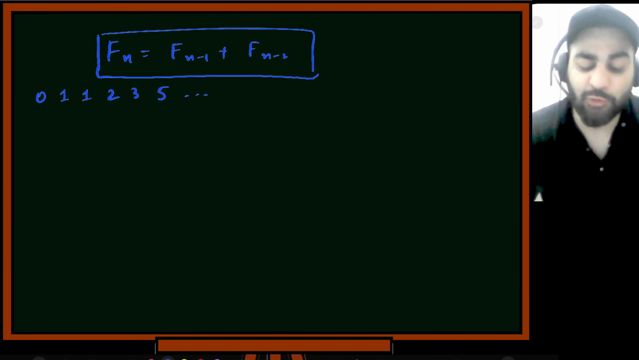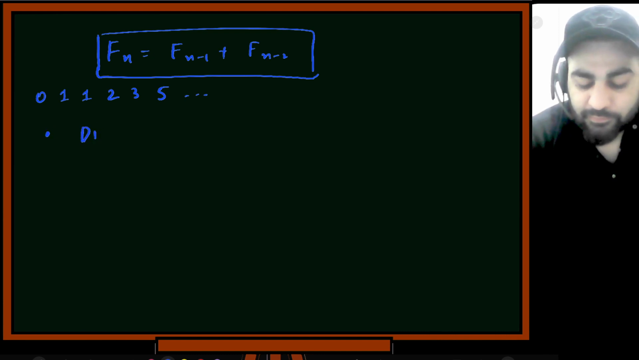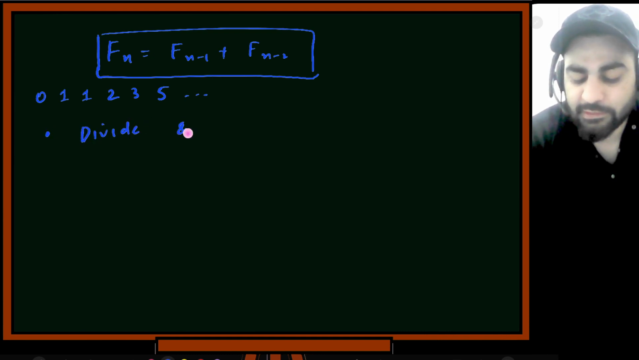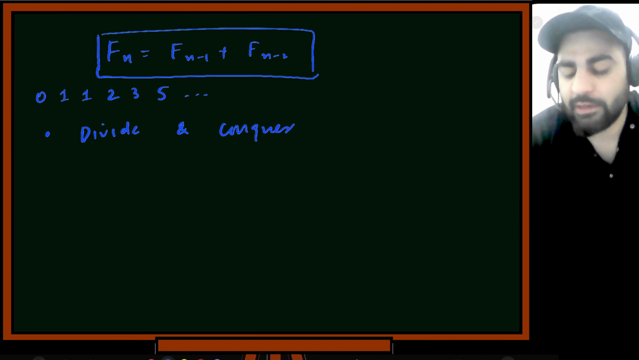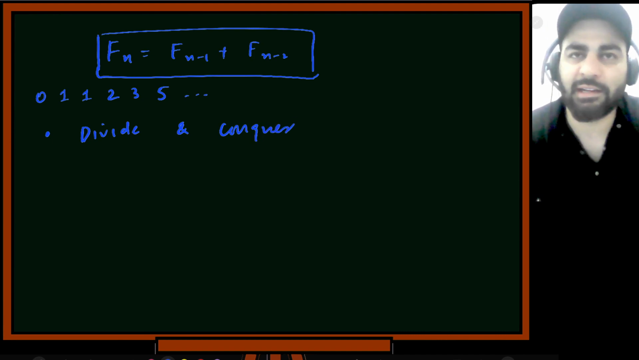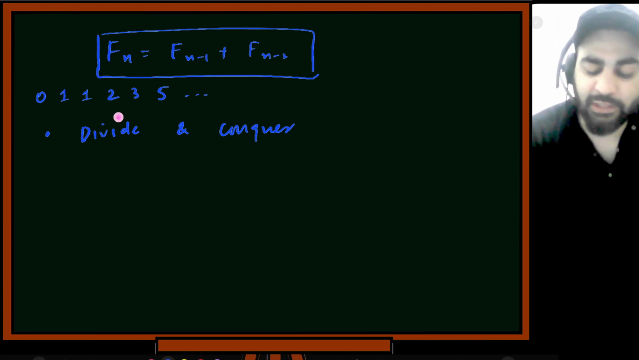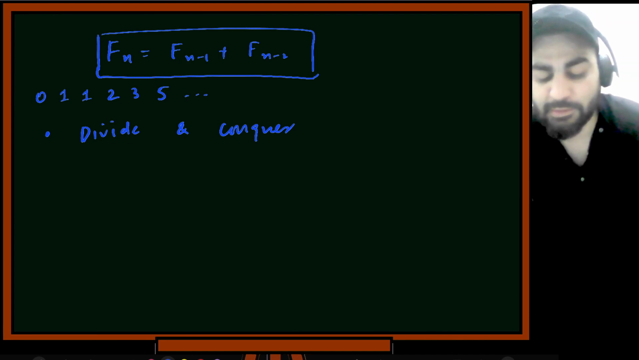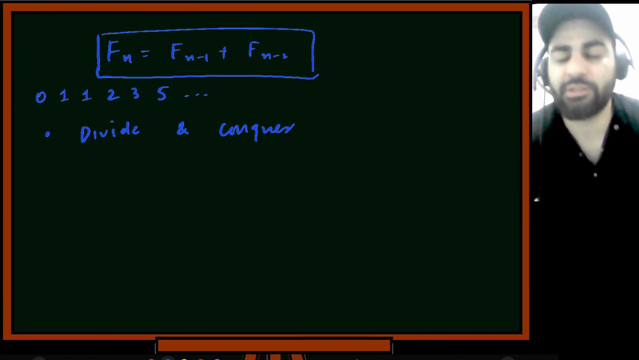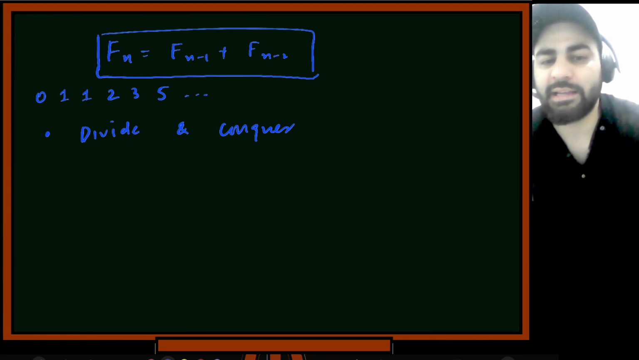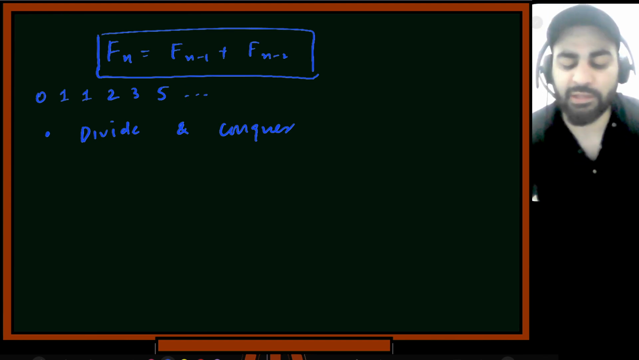So why do they occur? I told you they occur in divide and conquer algorithms. We'll have a detailed discussion on these algorithms in the future. When you solve problems by using divide and conquer algorithms and you analyze them, it's easy to analyze them by using these recurrence relations.